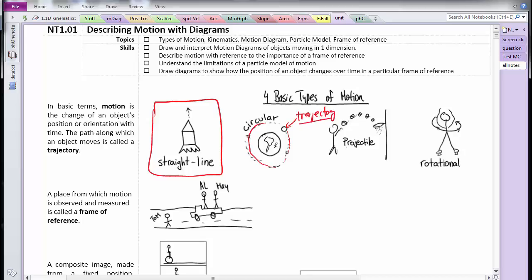We could also have projectile motion, like when you throw a basketball into a hoop, okay? It moves with projectile motion. And then one that's sort of different from all of these is rotational. And the reason it's different is because all the other ones, the object is actually moving, so it's changing position through time. Whereas this one, if you have a figure skater rotating, it's actually not changing position, it's only changing orientation.